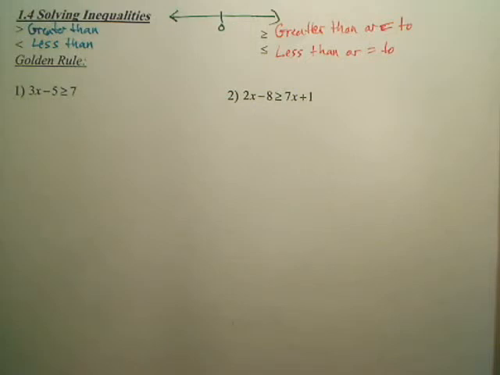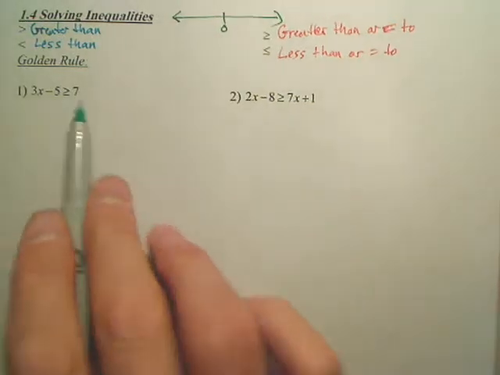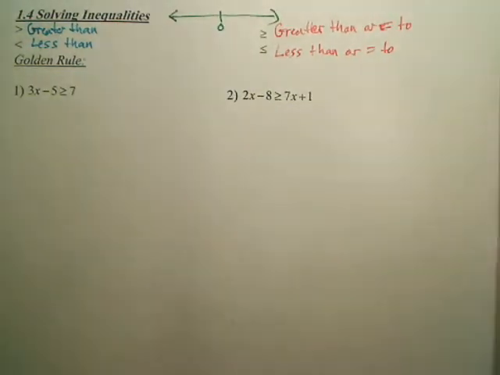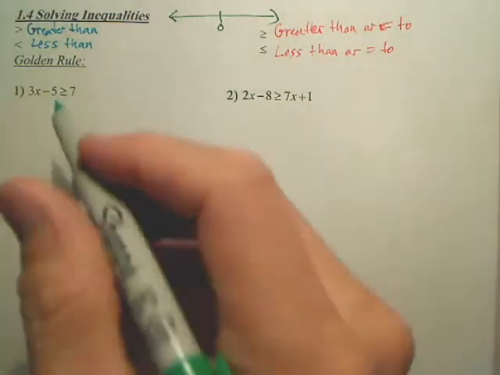Now, why do I have this word golden rule? It's not really called the golden rule, but I'm calling it that right here. When you're solving with inequalities, there's one thing you have to keep in mind. You do it just like you were solving an equation, except for one little thing. Does anybody remember it? Yes? Like when you divide, the thing switches? Yeah. Okay.